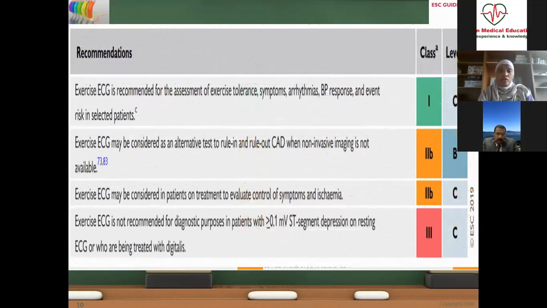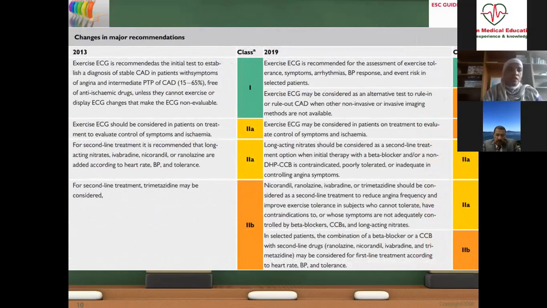Can you go to the next slide? Yeah, so this is what the guideline recommends. As I said, class one for risk assessment, 2B as an alternative test to rule in and/or rule out, and it's also 2B, as I mentioned earlier, for assessment of control of symptoms. Next. We know that we should not use a treadmill test, of course, in certain conditions like patients with pre-existing ST changes, or patients on digoxin.